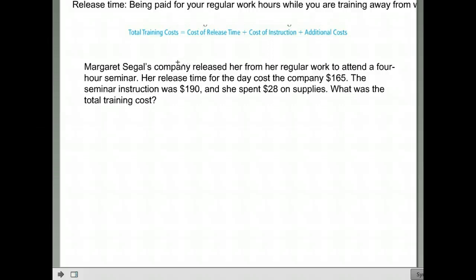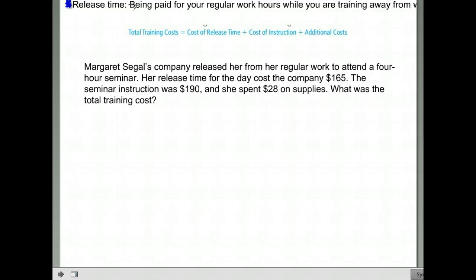Alright, we're going to talk about some training costs and calculating them, and it depends on the situation. There are all different ways to calculate, so you just have to pay attention to what it says in the information and go from there. In these, we're talking about release time benefits, and that's when you're paid your regular work hours, even though you might not be at work. You're away at a training.